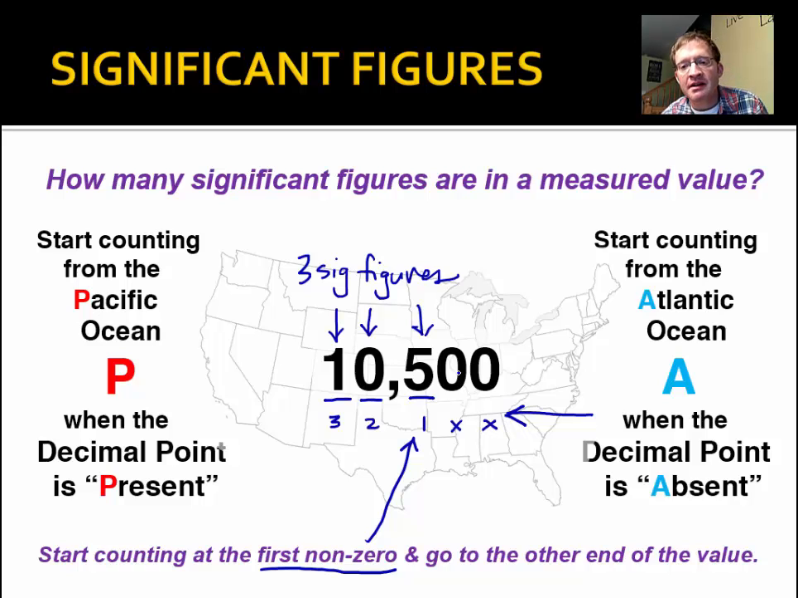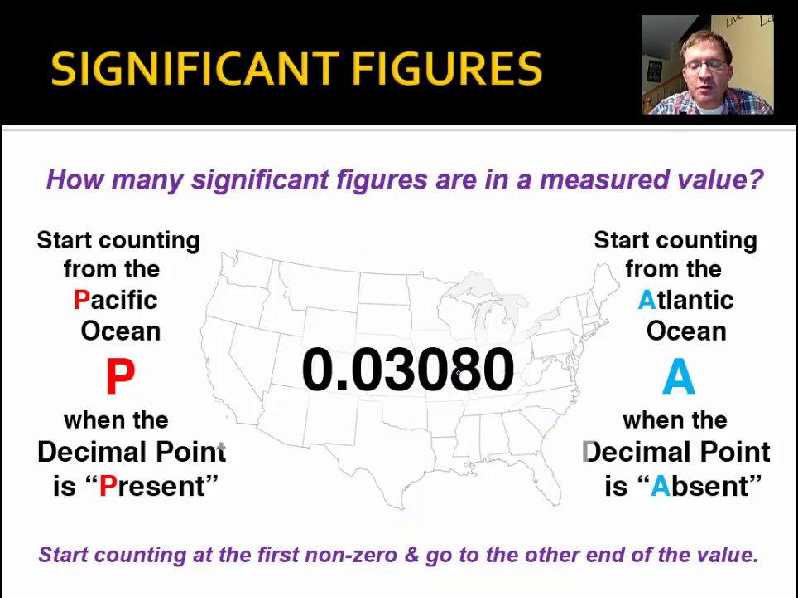If this number were written as 10,514 or 10,484, then we'd be able to count those last digits as precision too, or having precision as well. In this case, it's essentially saying that we've rounded it off to the hundreds place. One more example, and we'll go through a few more together.